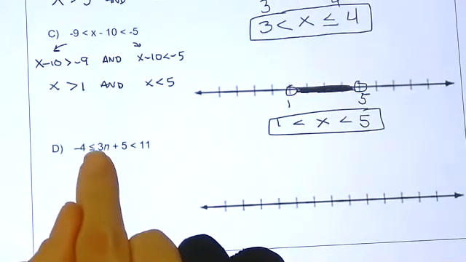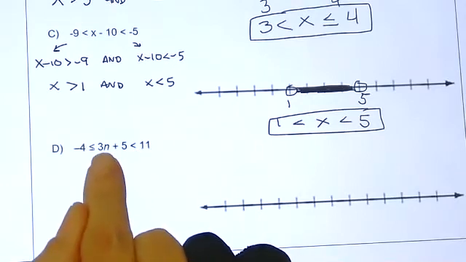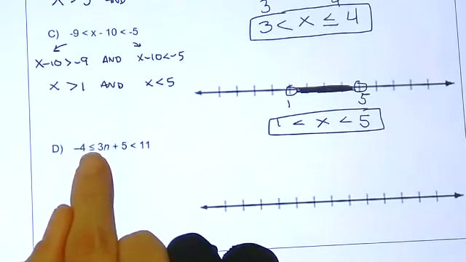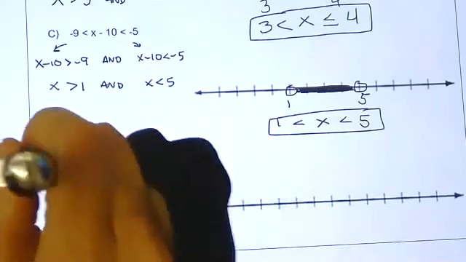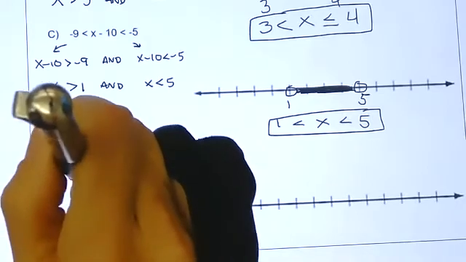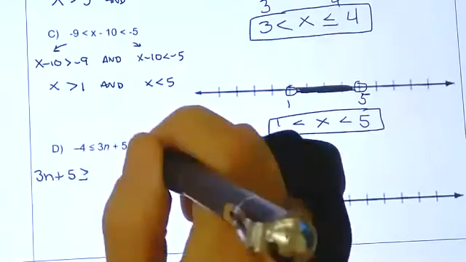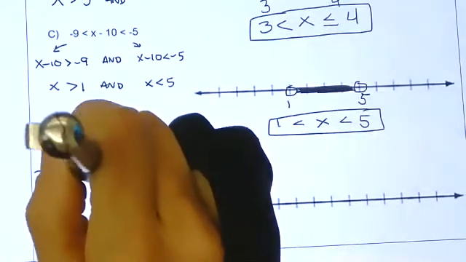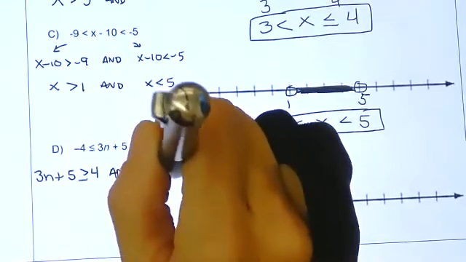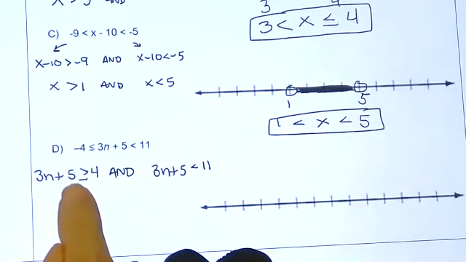D is another one. It's all written in one long line, but it is two separate problems. It's the 3n plus 5 with a greater than or equal to sign and the negative 4. So I've got 3n plus 5 is greater than or equal to negative 4. I almost wrote positive 4. And my other one is 3n plus 5 is less than 11. Okay, so this is the tricky one.